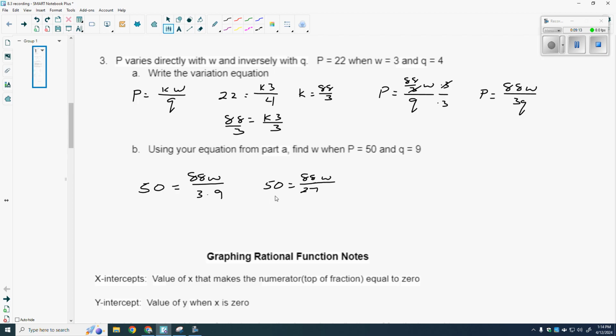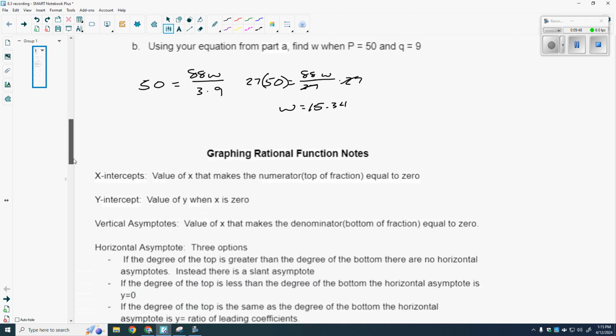I'm going to go ahead and go to a decimal. And I get 15.34. Multiplied by 27, that goes away. And I divided by 88, and I just did it all in one step. I get 15.34. And there's W. All right. That is inverse and direct variation.